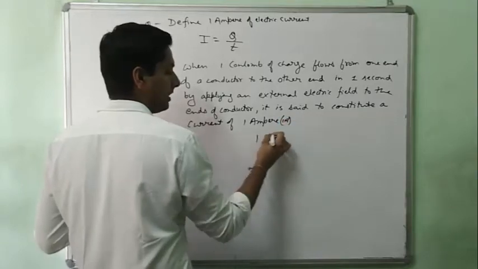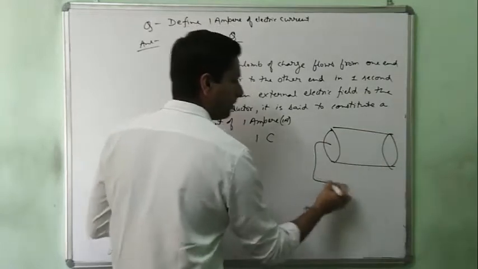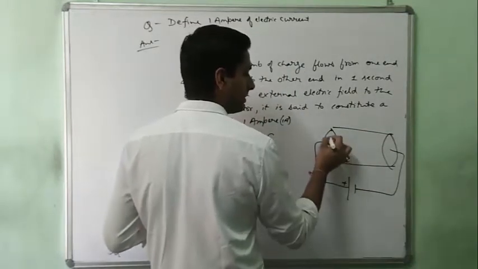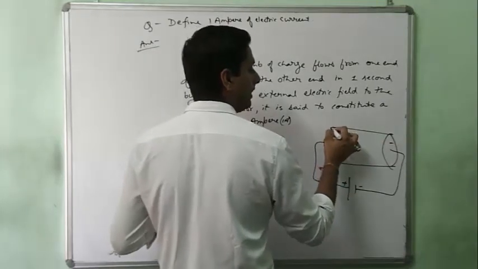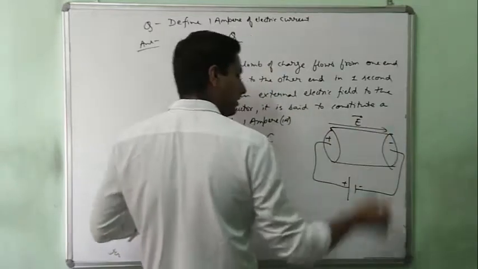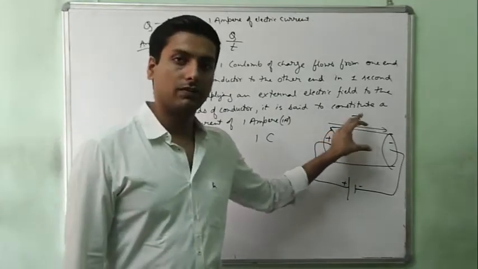Means if you apply some external supply on a conductor, then positive potential will be created at the positive end of that external supply and negative at the other. So an electric field will be set up from positive to negative on the external side of the conductor. That means the conductor will be under the influence of an external electric field.